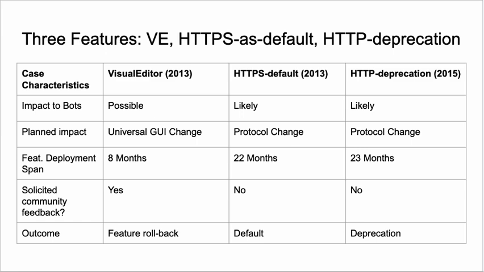Right here we have our comparison table for Visual Editor, HTTPS as default, and HTTP deprecation. We talk about this a little bit more in the extended abstract, so I won't spend too much time on it here, but I do want to highlight the difference in how long the feature deployments took from Visual Editor to the protocol features.